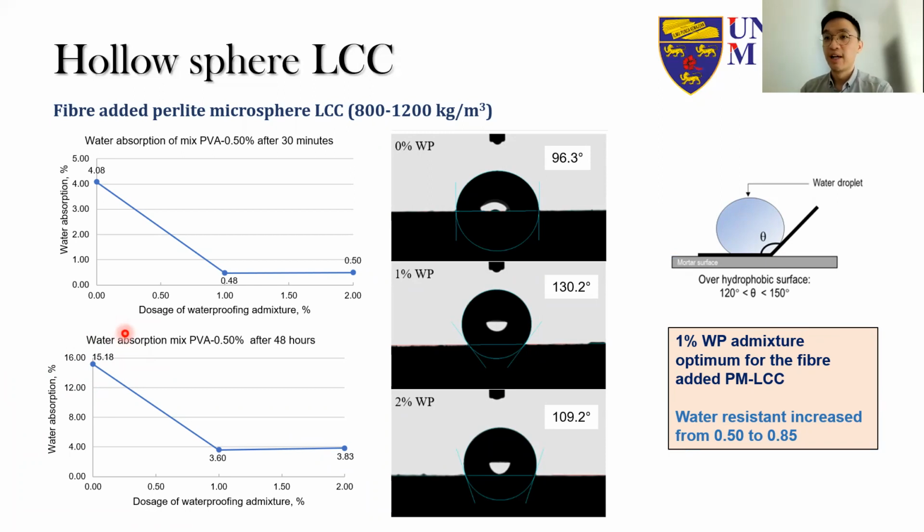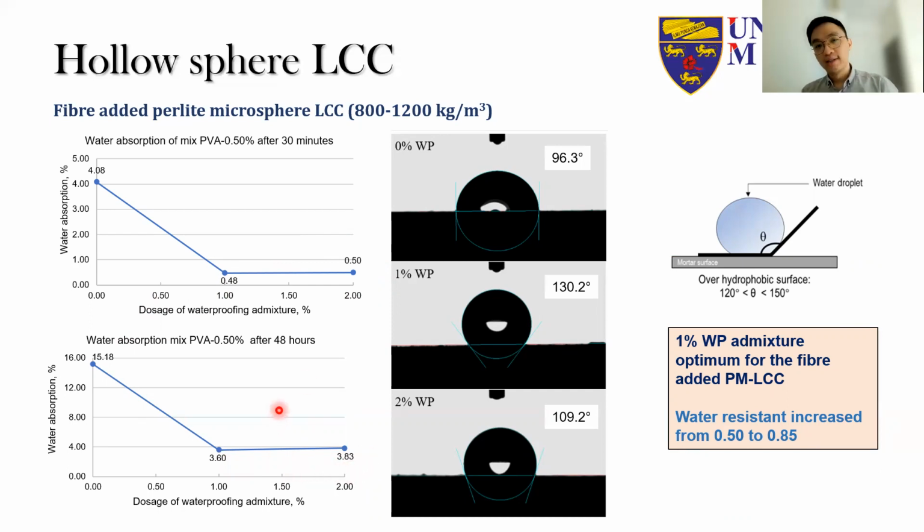So this is almost similar to a normal concrete, a normal grade 20 concrete, right? Then we thought of trying to further reduce this, just to ensure that this Perlite microsphere LCC has much better water resistance. So we included the waterproofing admixture. Right, we dose it at 1% and 2%, and we find that the water absorption actually substantially reduced when we use 1% and 2% of this waterproofing admixture.